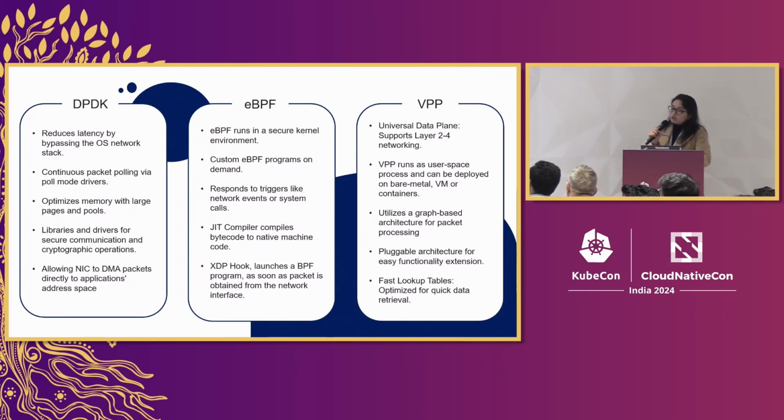Then comes VPP, which is a universal data plane that supports L2 to L4 networking, runs in user space, and can be deployed on virtual machines, bare metal, and containers. VPP is based on a graph-based architecture for packet processing. That's why it's also a kind of pluggable architecture. You can add or delete functionality with the help of graph nodes. It also offers fast lookup tables optimized for quick data retrieval. VPP has been enhanced through the extensive use of plugins, and DPDK is one example of those kinds of plugins.